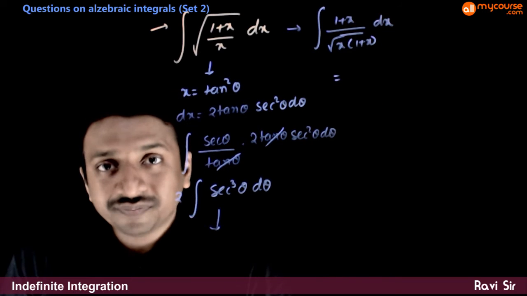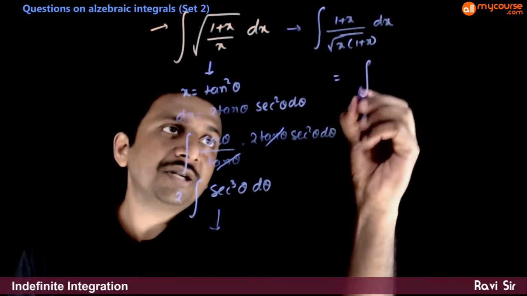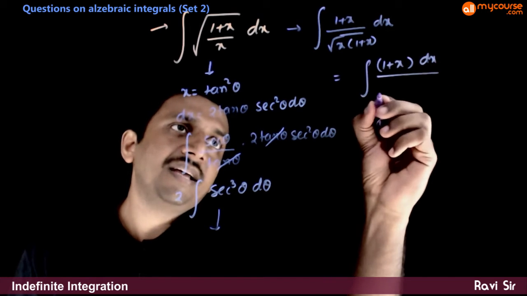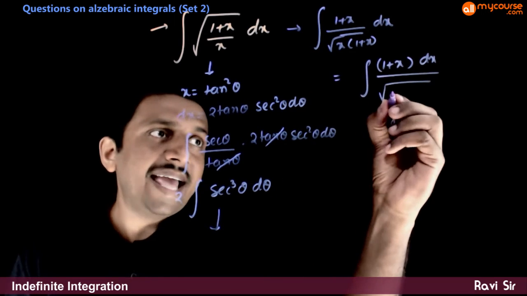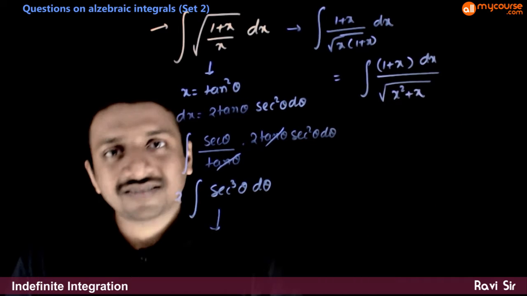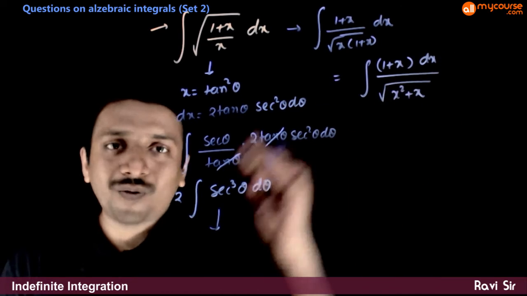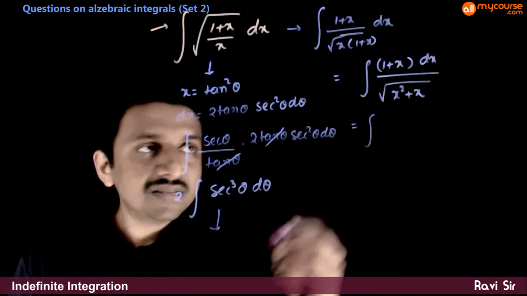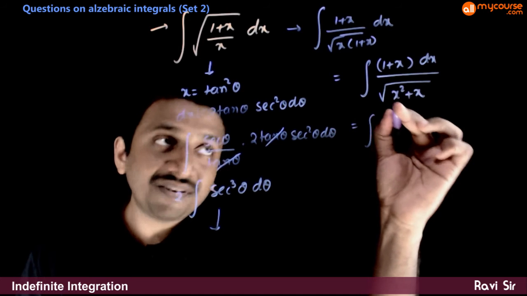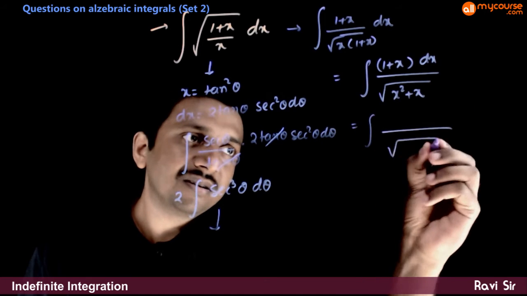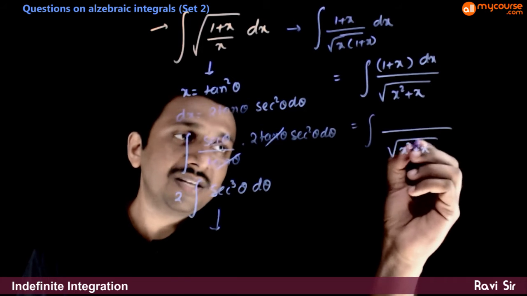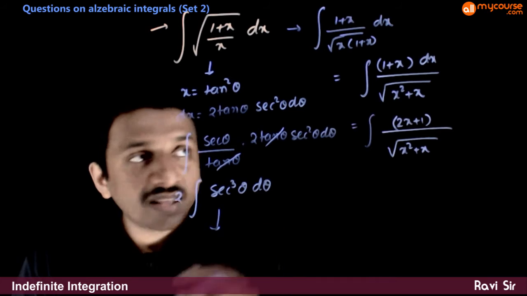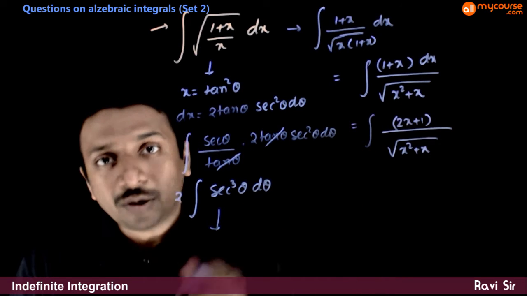So that is equal to integration of 1 plus x dx by root of x square plus x. These are of the form linear by quadratic. So now I can solve it using the standard process. First let us write the differentiation of the x square plus x. The differentiation of x square plus x is 2x plus 1.